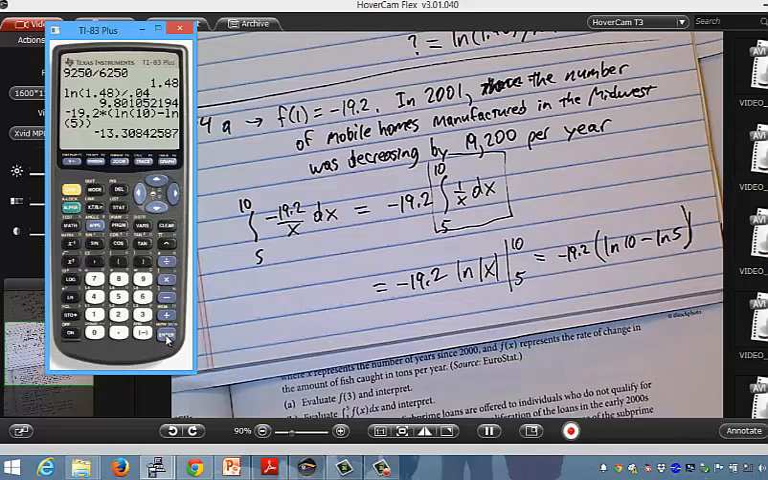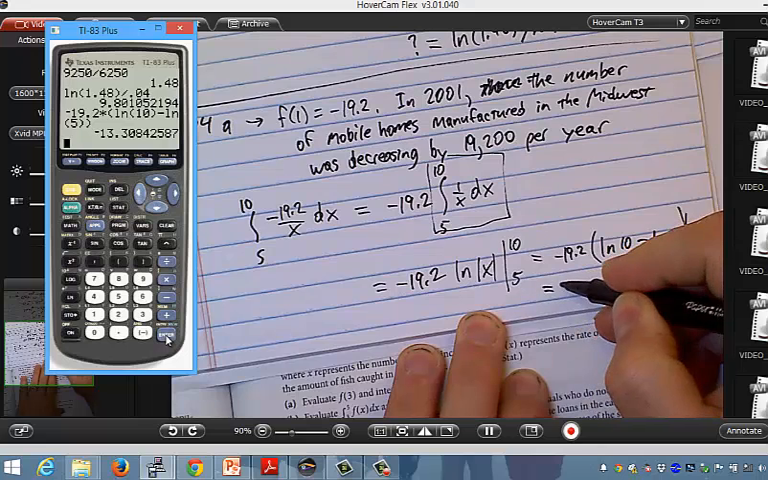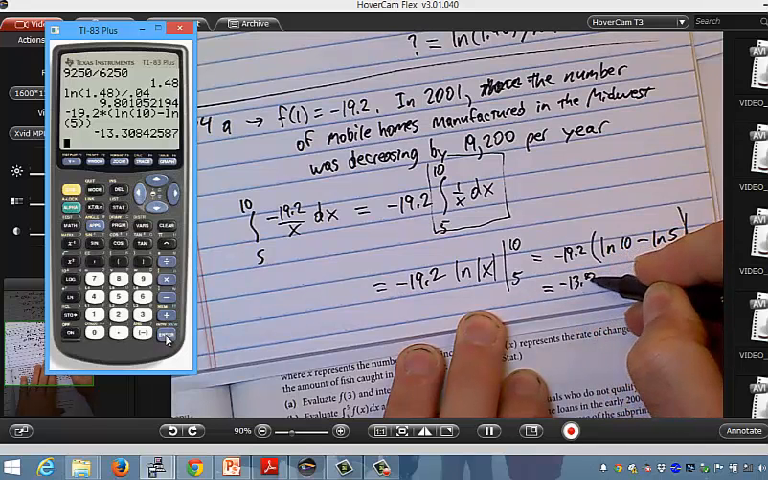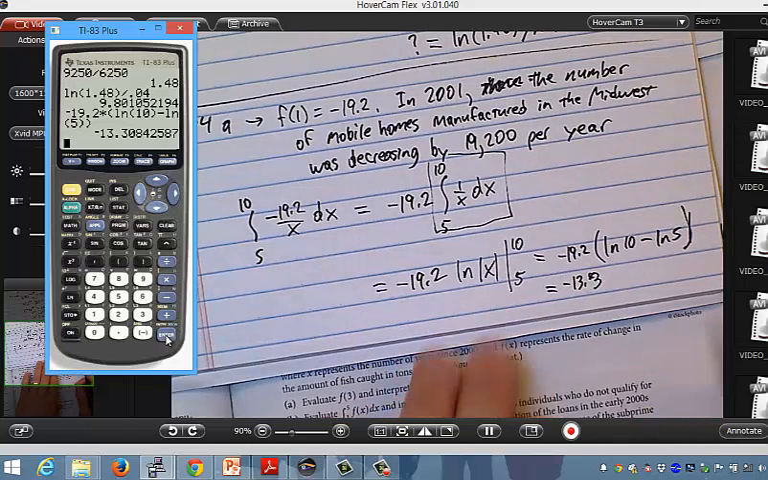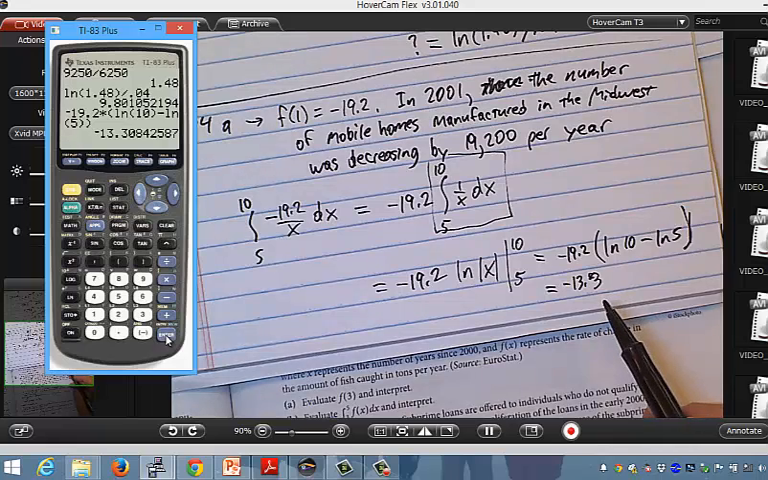So that constant I just kind of brought out front. And then I'm getting negative 13.3, okay, and so what's that mean? You guys getting the same thing I'm getting? Yeah. So then let's interpret it.